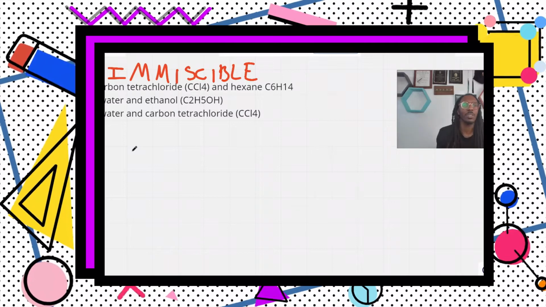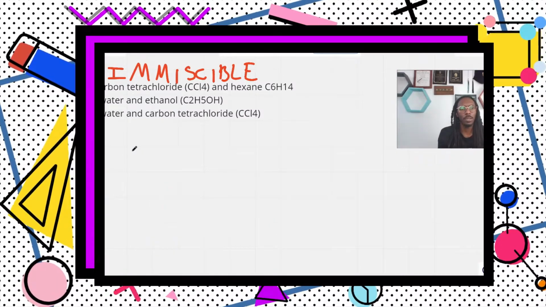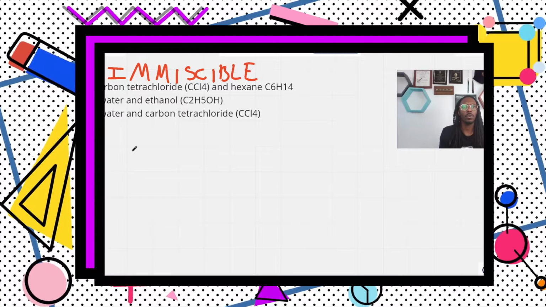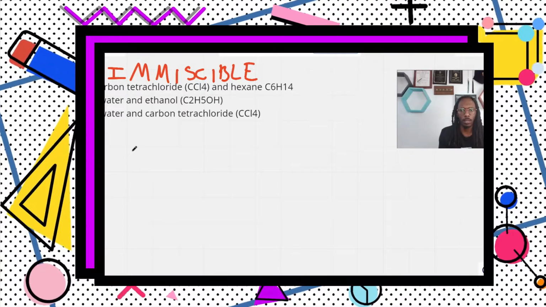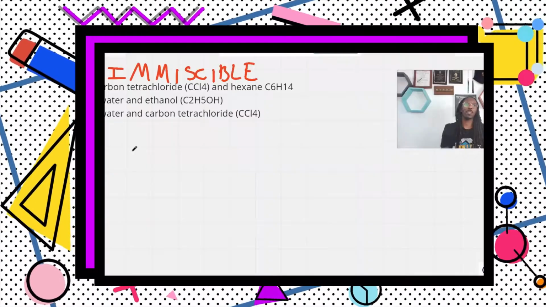Question number 2. We have 3 pairs. Let me know which one is immiscible. If you don't remember immiscible, please look it up. No, I'm saying I'm about to tell y'all what immiscible is.